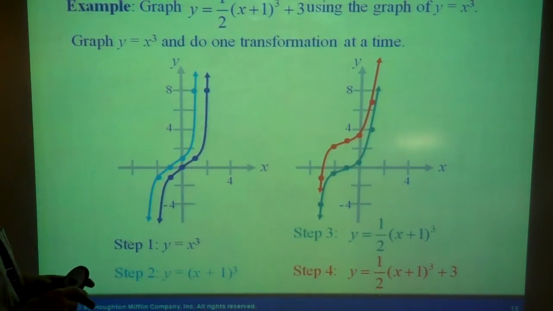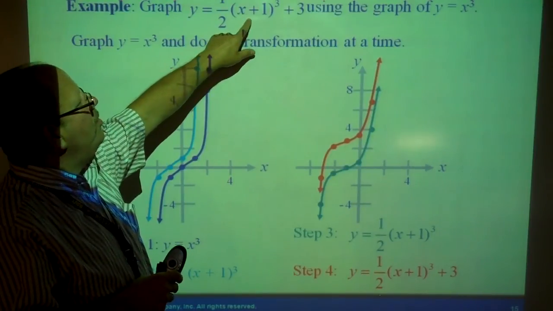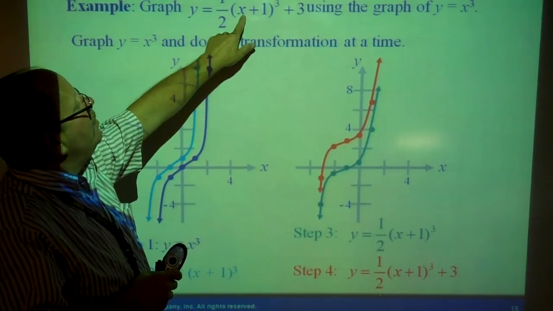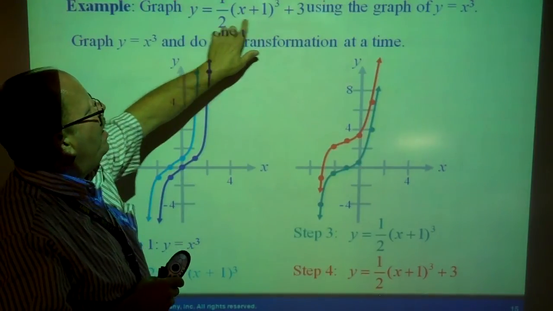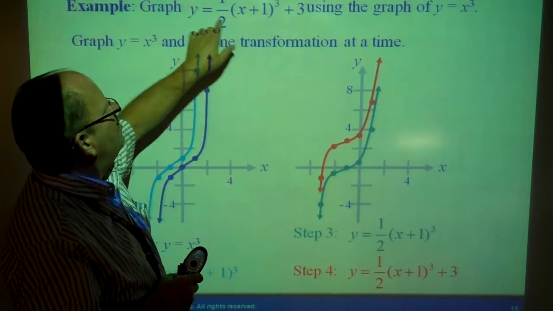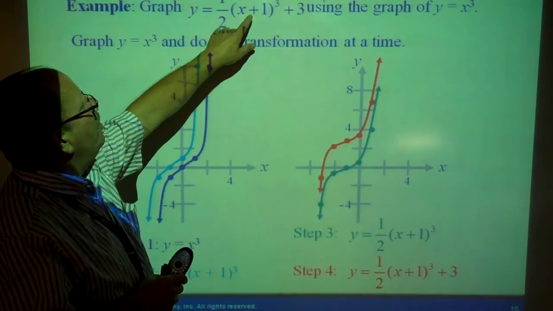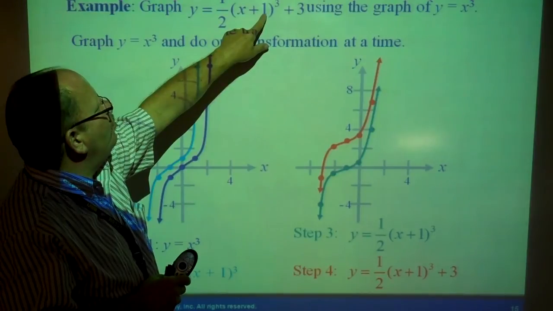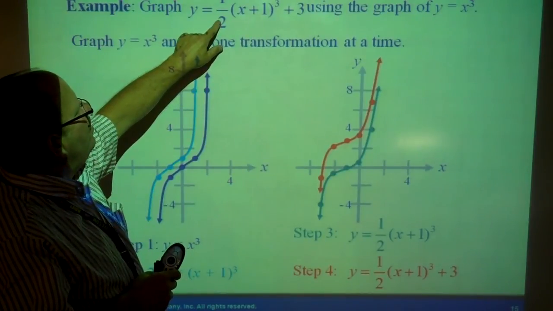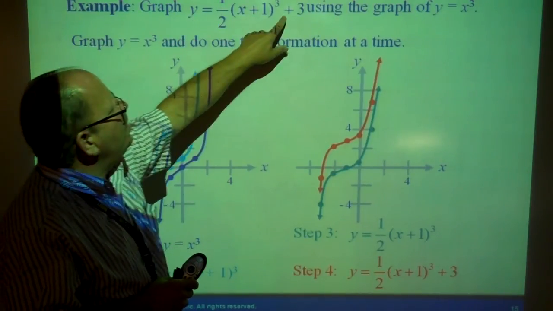And realistically, I understand why they did the order they did, and they did it right. They started at the inside, and they worked their way out, kind of like peeling an onion to get to the outer layer. They started at the inside. They did the +1 first, then they did the stretch, and then they did the up 3.